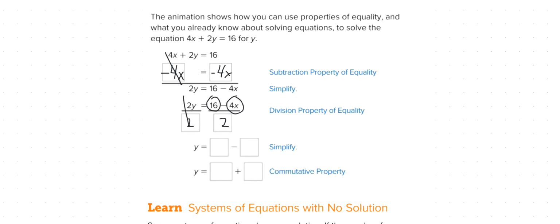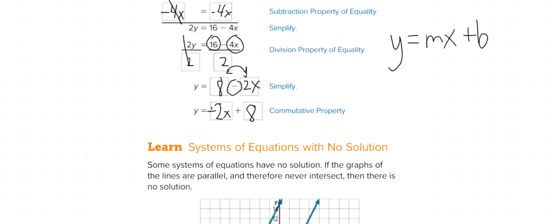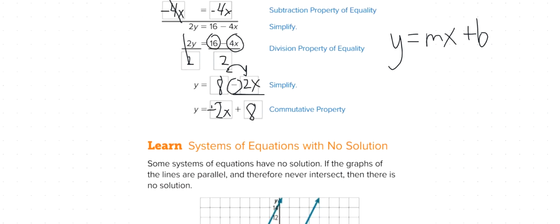So 16 divided by 2 is 8. Minus 4x divided by 2 is 2x, right? So remember, I usually write it this way, mx plus b. So I'm going to flip this, okay? So this one is going to be negative 2x plus 8. I take the negative with me because this one is negative, so don't forget that one. Okay, so now my equation is written in slope-intercept form. Good.